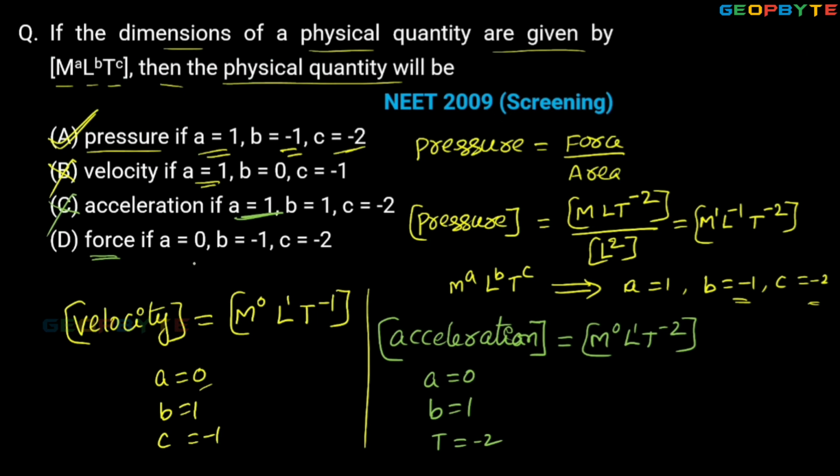Force dimensional formula is M power 1, L power 1, T power minus 2. From this I can say that A equal to 1, B also equal to 1, and C equal to minus 2. A equal to 0, no. Option D also not correct. Option A is correct. Okay, understood clearly? Only option A is matching the given power factors.